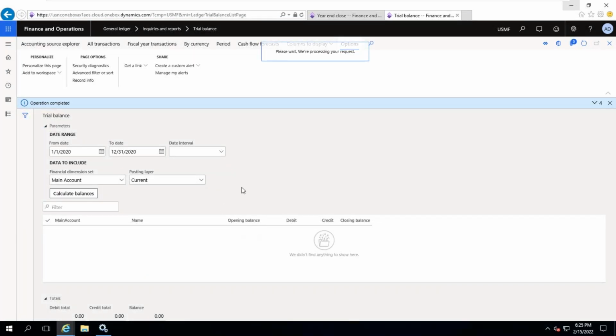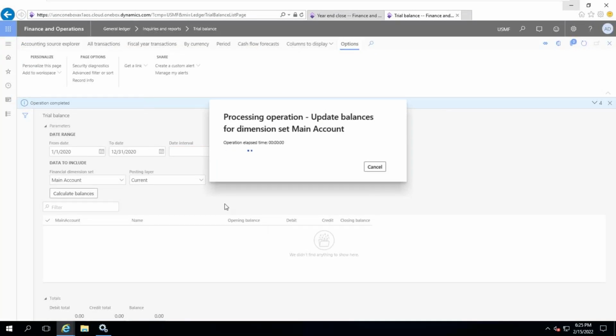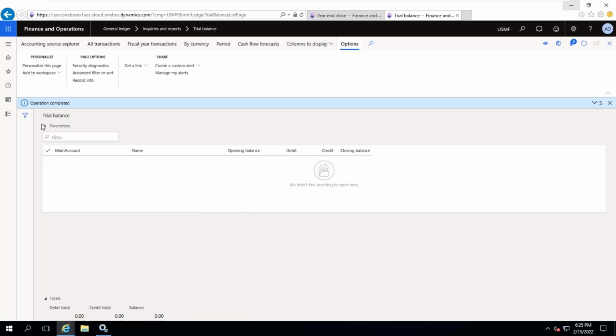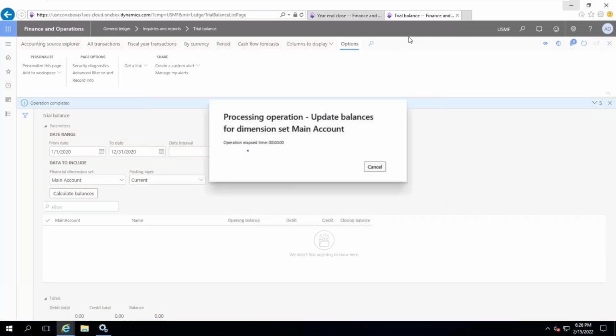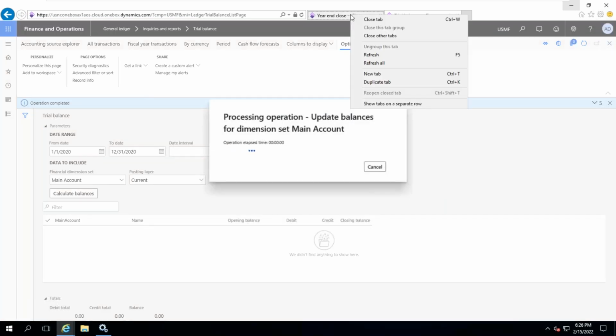Currently, there are no balances. It may take 1 minute to update the balances. So if you want, you can verify the batch job. Where is the batch job available? Do you have any idea where it is available? Anyone? Okay, if you don't know, let me show you where the batch job is.